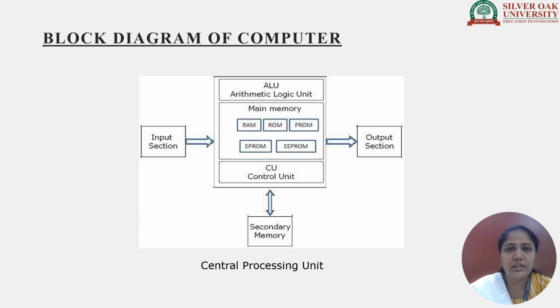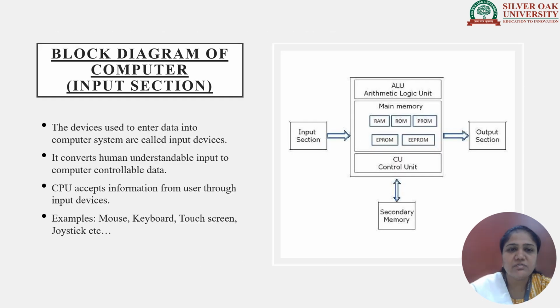For that we need to understand the block diagram of a computer system, how it is actually designed. As you can see in the figure, the block diagram of the computer system consists of four main components. The very first component is the input. The second one is the output. The third one is the control unit, and the fourth is the secondary memory. Now let us see how all the blocks of the computer system work.